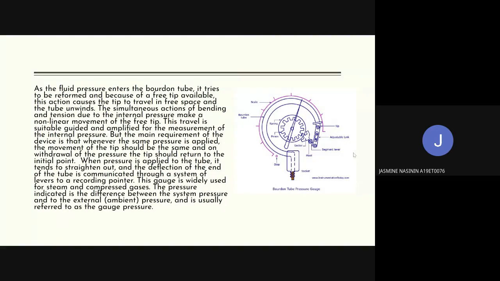For the theory, as the fluid pressure enters the Bourdon tube, it tries to be reformed, and because of a free tip available, this action causes the tip to travel in free space, and the tube unwinds. These simultaneous actions of bending and tension due to the internal pressure make a non-linear movement of the free tip. This travel is suitably guided and amplified for the measurement of the internal pressure.